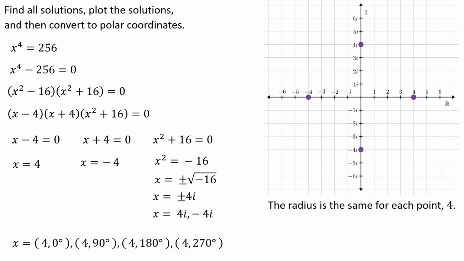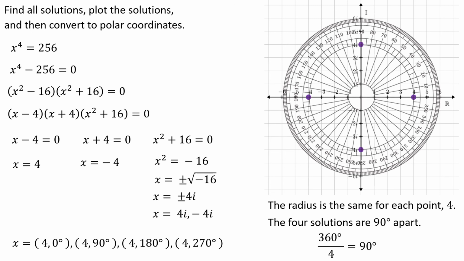Again, they're on a circle, right? The radius is 4. The 4 solutions are 90 degrees apart, right? 360 degrees divided by 4 makes 90 degrees. They're evenly spaced around a circle. They're all 4 units away from the origin. They're 90 degrees apart because 360 divided by 4 is 90.